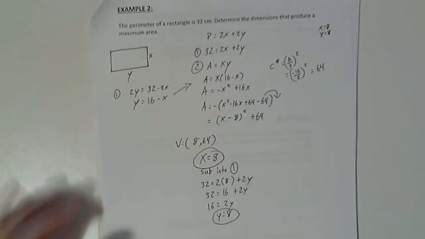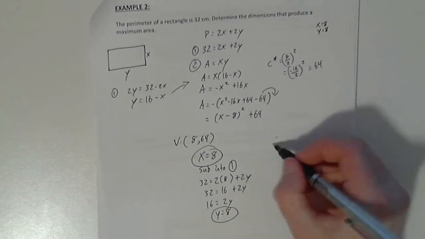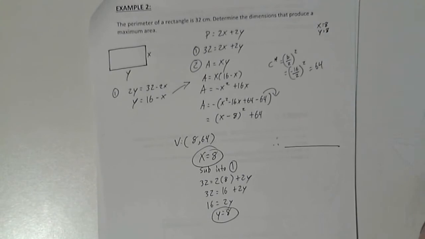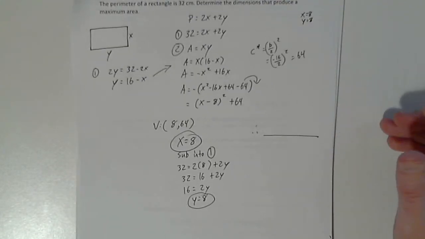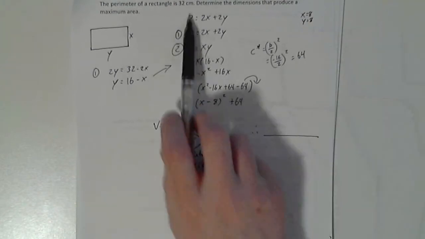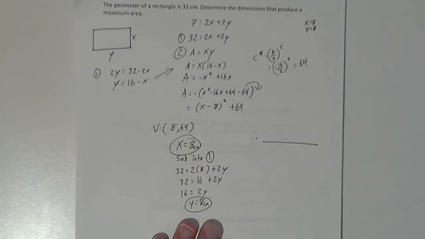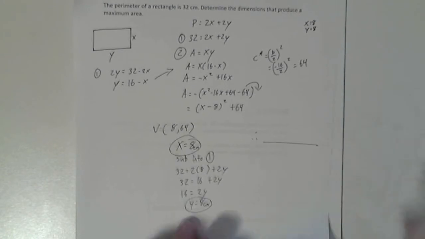You can double circle them. This one you might want to write the dimensions are. So therefore the dimensions are x equals 8 and y equals 8, or a width of 8 and a length of 8 centimeters. Good, I should write centimeters in here. At least that. And yeah, I would write a so therefore sentence for the word problem.